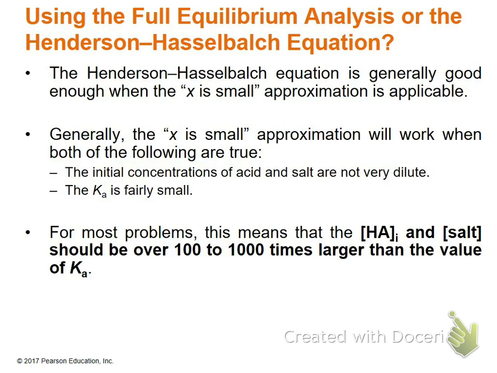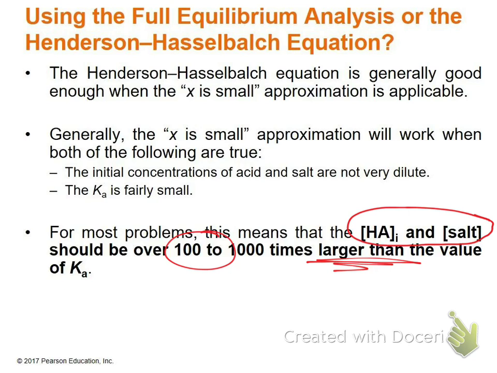The approximation will work when the initial concentrations of the acid and salt are not very dilute, meaning they should be concentrated enough in order to be able to perform the analysis, and that the Ka has to be fairly small. To summarize the first two bullet points here, the initial concentration of the acid and the salt should be at least 100 times greater than the value of the Ka.